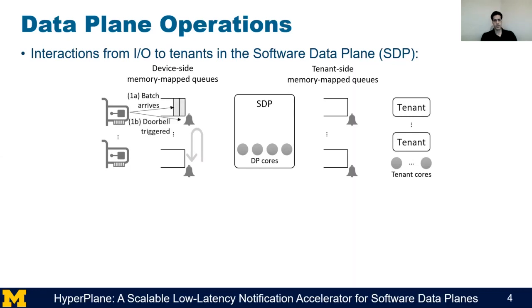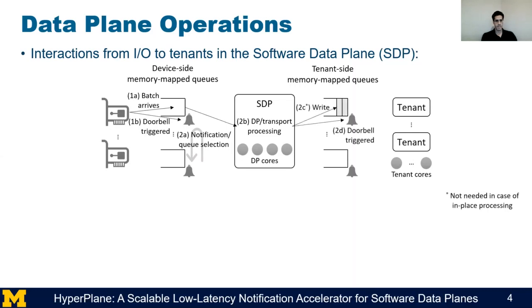Here, data or work items arrive from an I/O device to a particular queue. The device rings the corresponding doorbell to notify the data plane. The data plane then dequeues the work, processes it, and transports it to the appropriate tenant. Finally, the tenant dequeues the items and works on them.